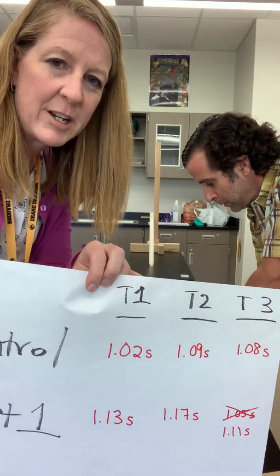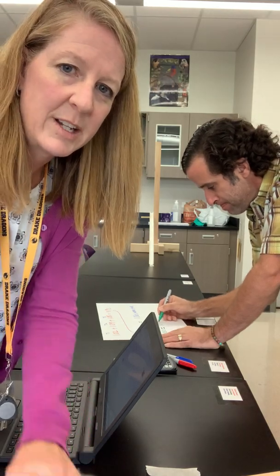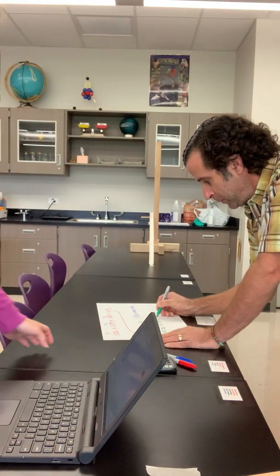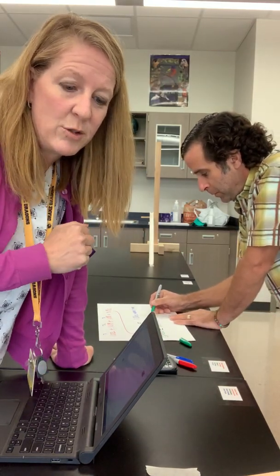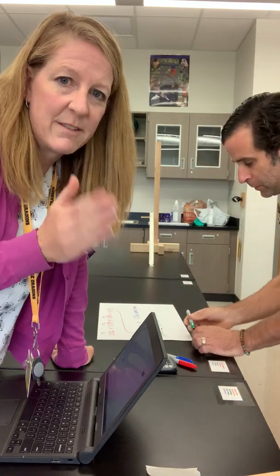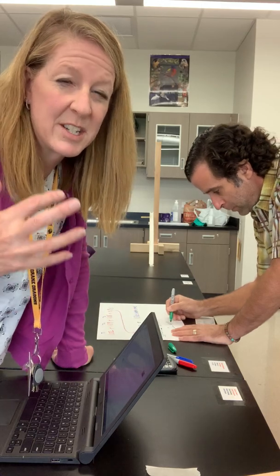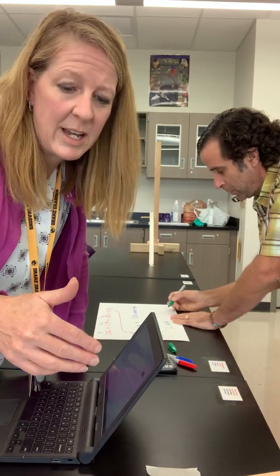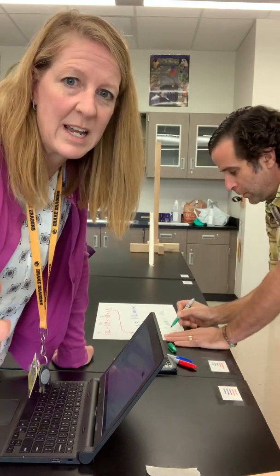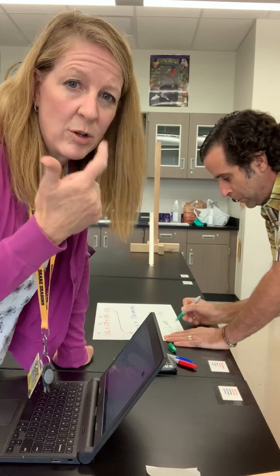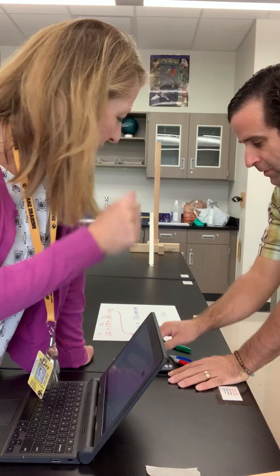Once you have it recorded on your data table, calculate the speed. Speed equals the distance, ours was 2 meters that the marble traveled, divided by that mean time. So distance divided by time tells us the speed of the marble. Then we'll be able to compare the control speed to the test speed and find out: was that the smooth marble or the rough marble, which one was actually faster?